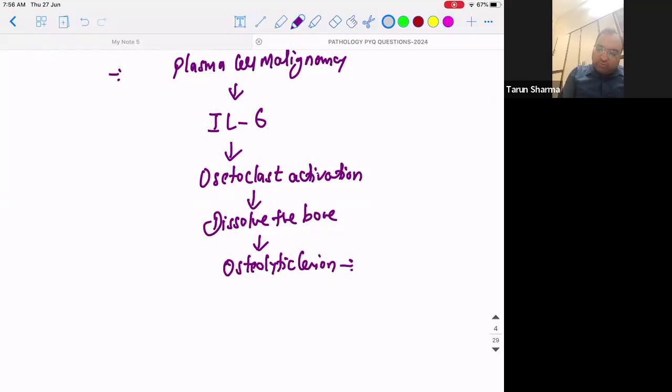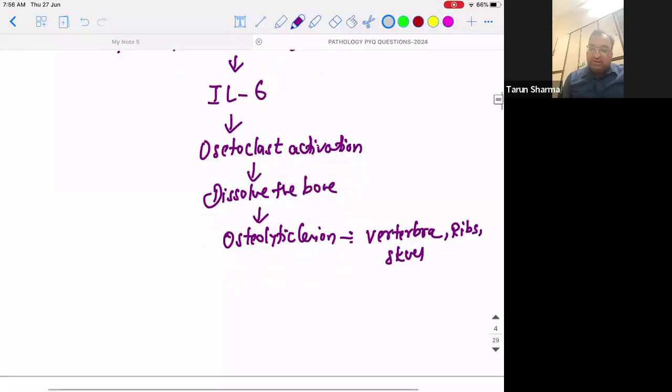Question is, which bones are most commonly affected in multiple myeloma? The most common are the vertebrae. That's why patients most of the time have low backache at the diagnosis of multiple myeloma. One of the most common findings is low backache. Why? Because there is vertebral bone osteolysis. Sometimes it can lead to compression fracture of the vertebra because of vertebral weakness. It can also lead to osteolysis of the ribs and of the skull bone.